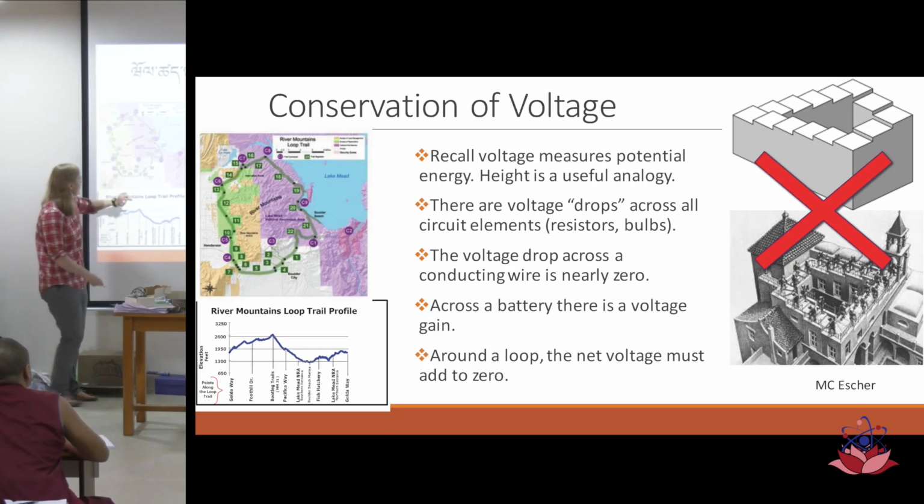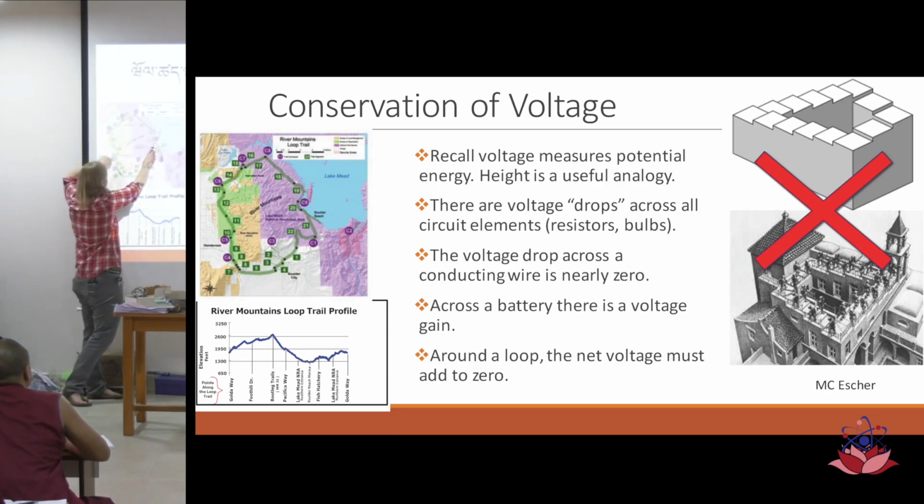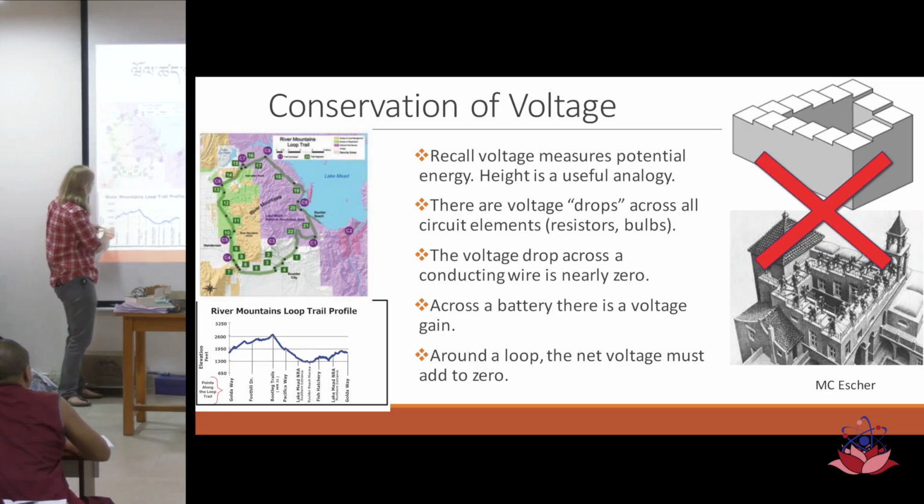So this is a map of a biking trail in Nevada, and the other thing is we have also drawn an elevation map of, so this is the elevation around the trail. So this is sort of like the voltage along the whole trail.